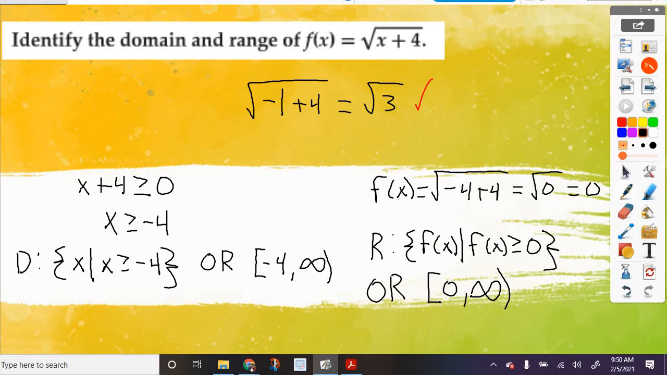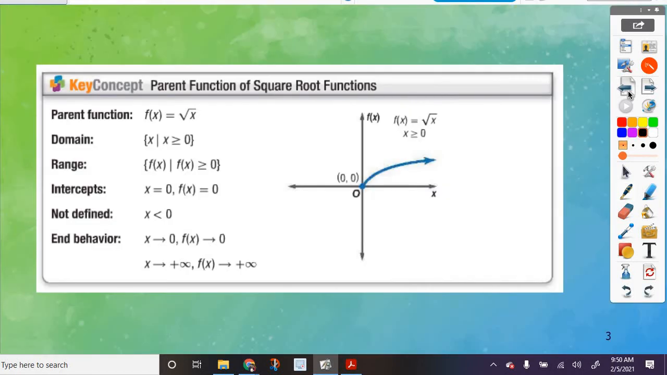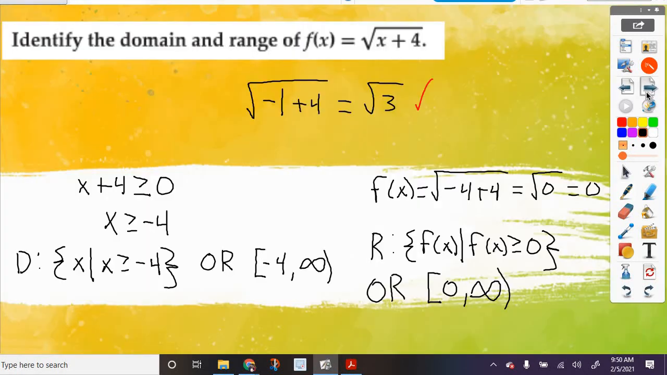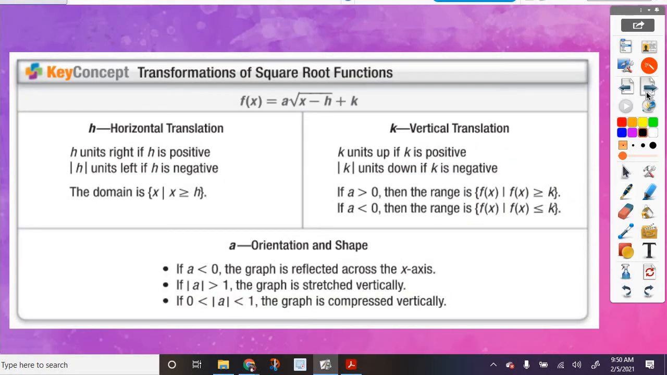Now, just like with some of our other functions, we looked at what the parent graph looks like here. So it kind of looks like a sideways parabola, but it is only half of it because we're only looking at the positive portion. But just like with our other functions, we have transformations that can occur with that. So remember that if I have anything on the inside of my function, which in this case the inside is going to be inside my square root, that's going to act as my h. It's going to move it left and right. But because I already have a negative sign there, remember that it's the opposite direction.